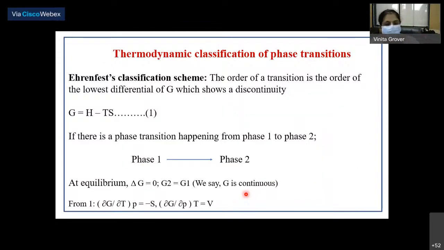Okay, I'll take a minute's break and then we'll do the thermodynamic classification. This was all the classification of phase transition on the basis of how they are happening, that is, the mechanism.